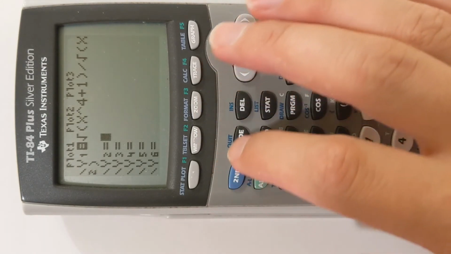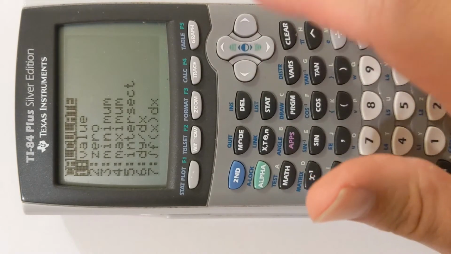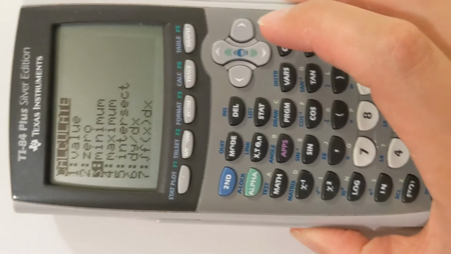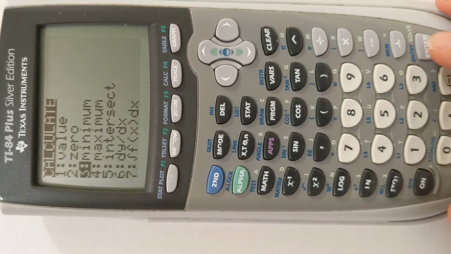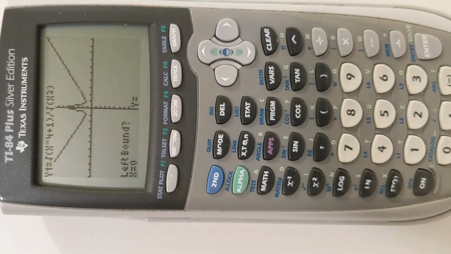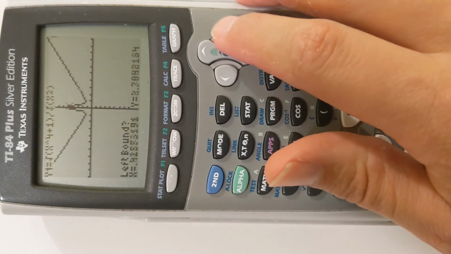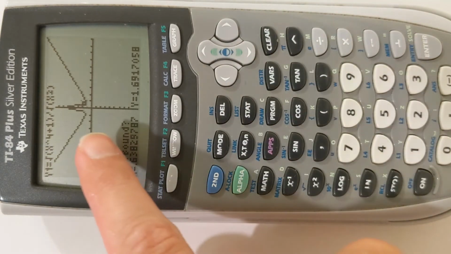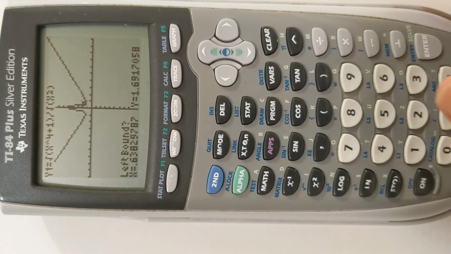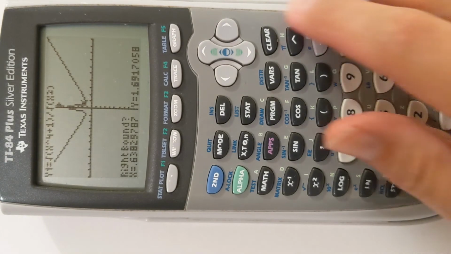Okay, so second trace, I want to find the minimum distance. I have a graph that's symmetric about the y-axis here, which means that it's going to be enough to just find one of these.